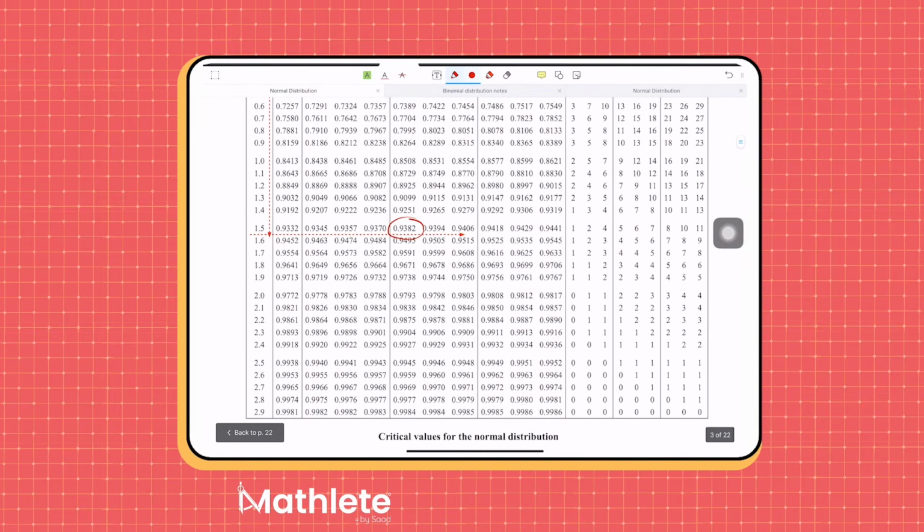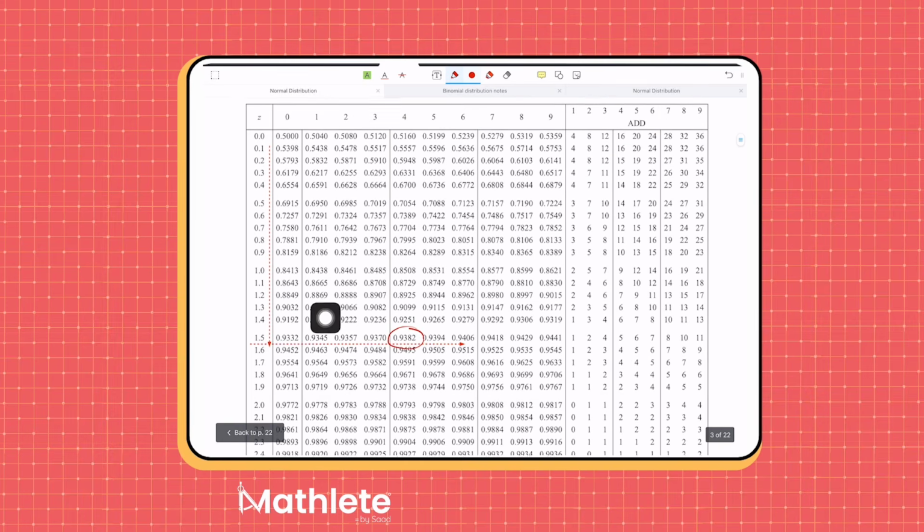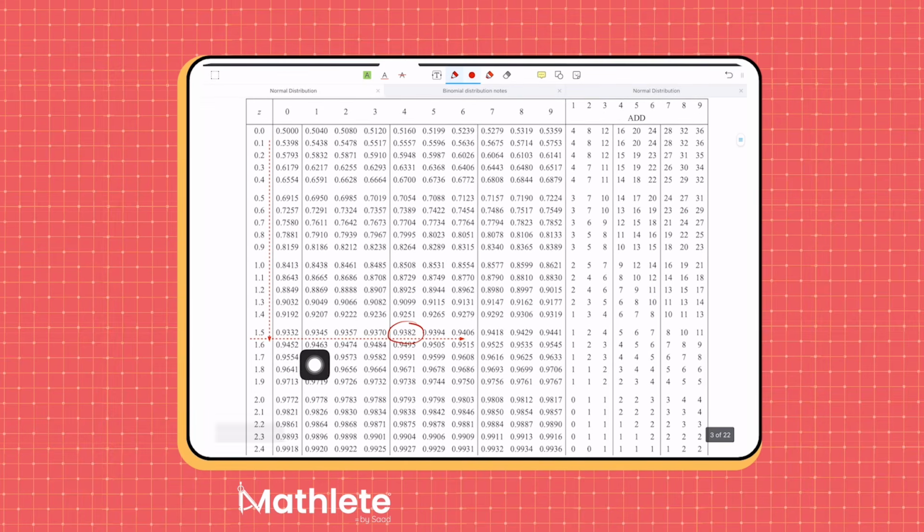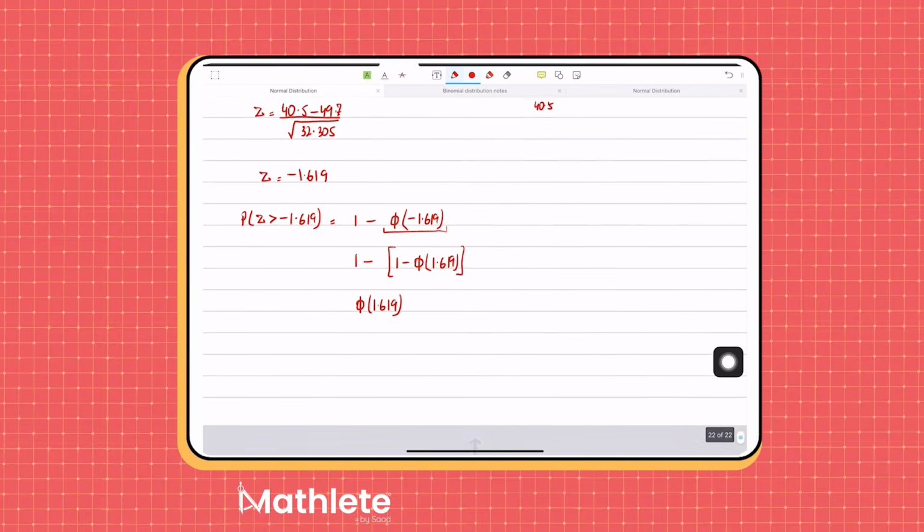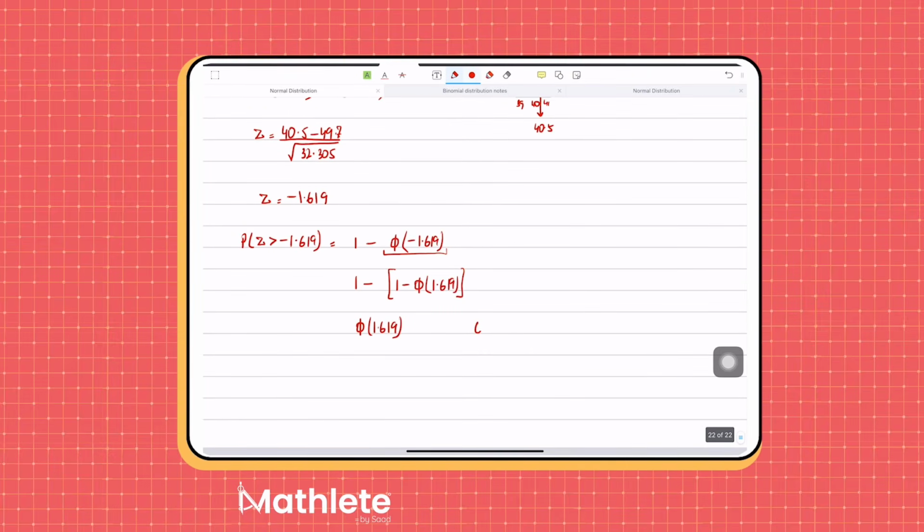So 1.6, that's right here, 1.61. So 0.9463. What do we have to add to 0.9463? We have to add 9. Okay, let's not do it mentally. Let's write it down and then do it. So this becomes 0.9463 plus 0.0009. So 3 plus 9 is 12, 6 plus 1 is 7, 4 plus 0 is 4, 9 plus 0 is 0. So 0.9472 is the final answer.